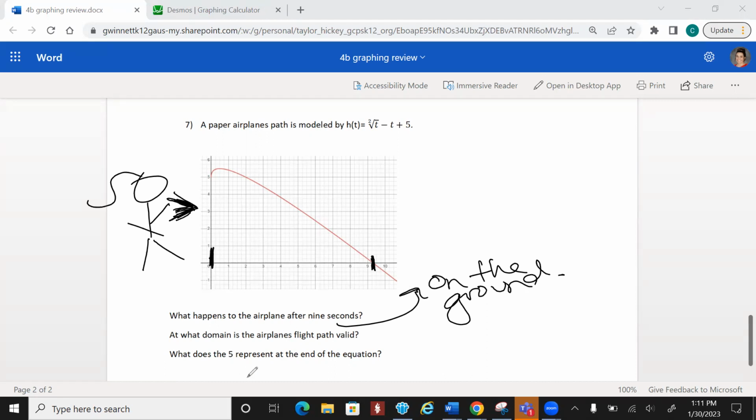So what domain is when the airplane's flight path is valid? Well, we always have to start at 0, 0. And then how long is it in the air for? 9 seconds. That's a long time for a paper airplane to fly. We're going to say 9.25 roughly, because it's not right at 9, it's a little after. And then what does the 5 represent at the end of the equation? The height of wherever the arm is, right? Like it's 5 feet in the air, right? So we're going to say the height of starting point.